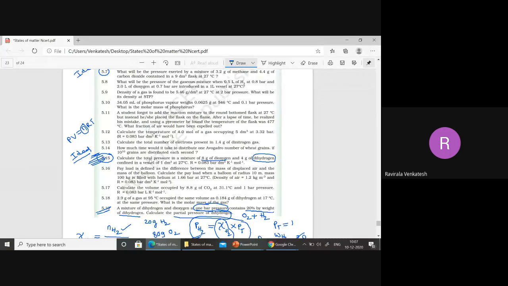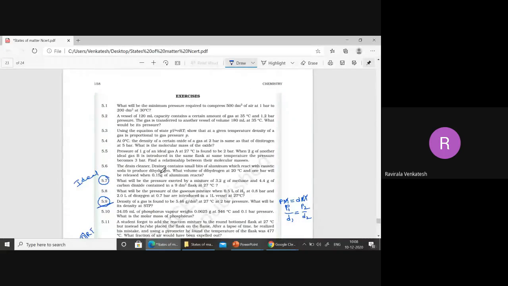5.9, you can do this one, because today only we discussed it. PM is equal to dRT formula. Based upon this, what can we derive? M cancelled, R cancelled, T cancelled, because they are constants. So P1 divided by d1 equals P2 by d2. Take this formula, you can do this one. The remaining formulas, you have to do.